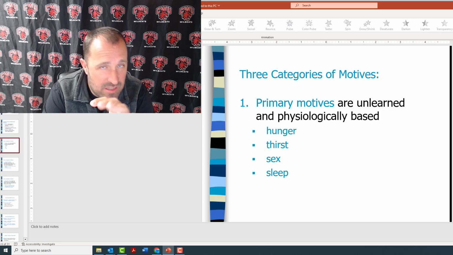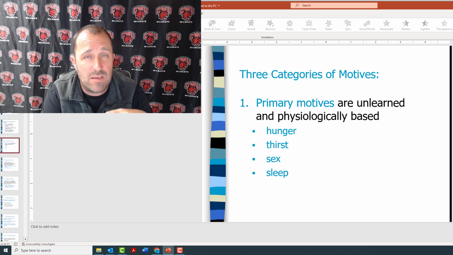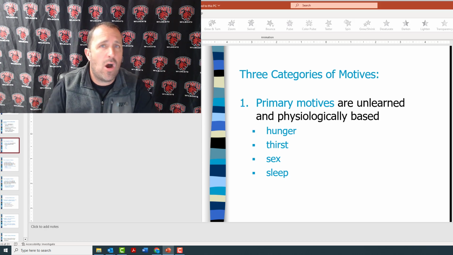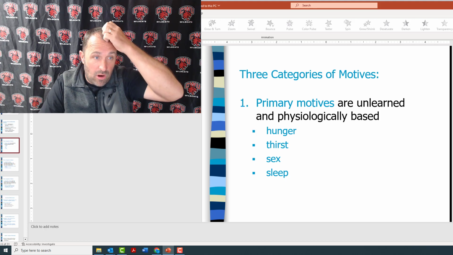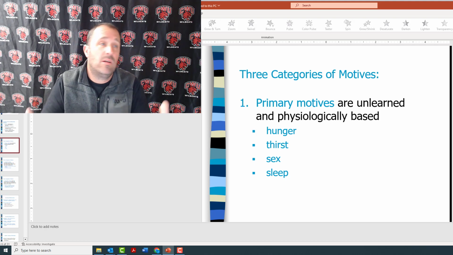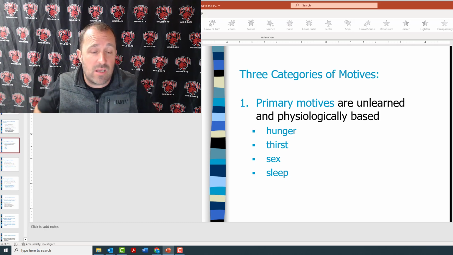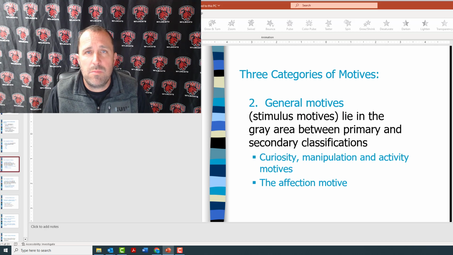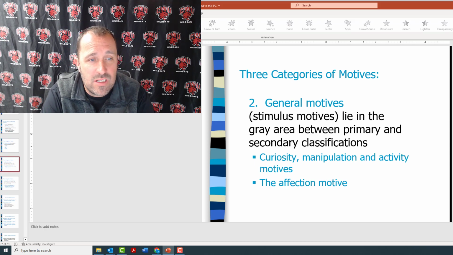All right, different categories of motives. This is stuff that, again, everybody agrees on, kind of the bottom line stuff: hunger, thirst, sex, and sleep. All humans at all times, for the most part, are motivated for those things. Now, remember, we can give up those things. Maybe you're doing a fast or a cleanse or something like that. We can give up those things, but we'll ultimately be driven toward them. Those are primary motives. The next step is general motives.